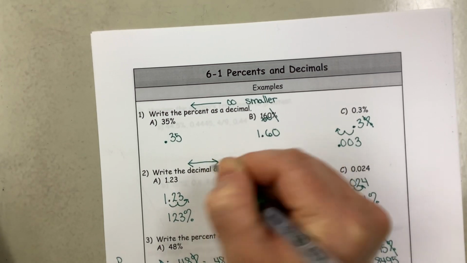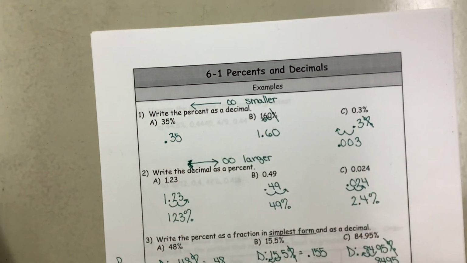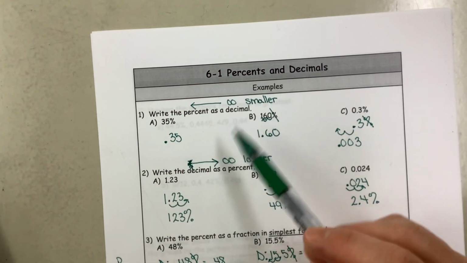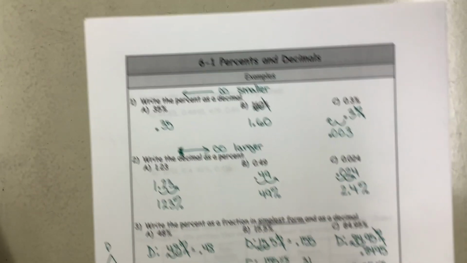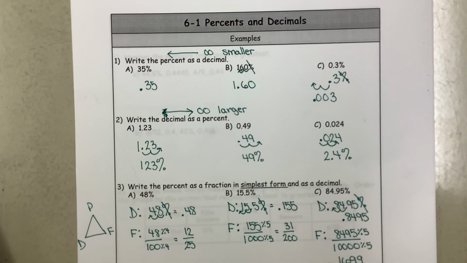Oops, and this arrow should have gone the other way. I'm sorry about that. Should have gone the larger direction. Alrighty. And that was section 6.1.